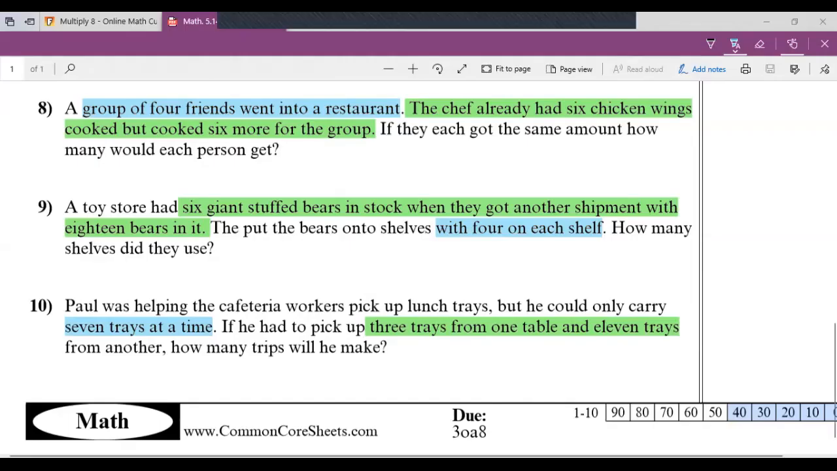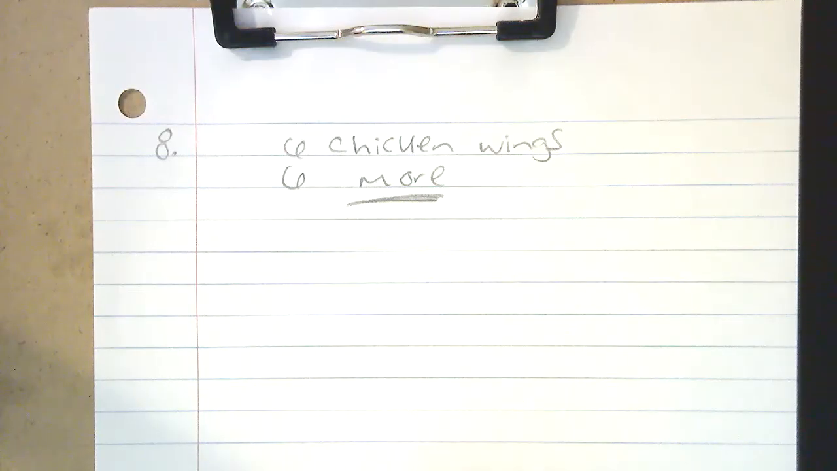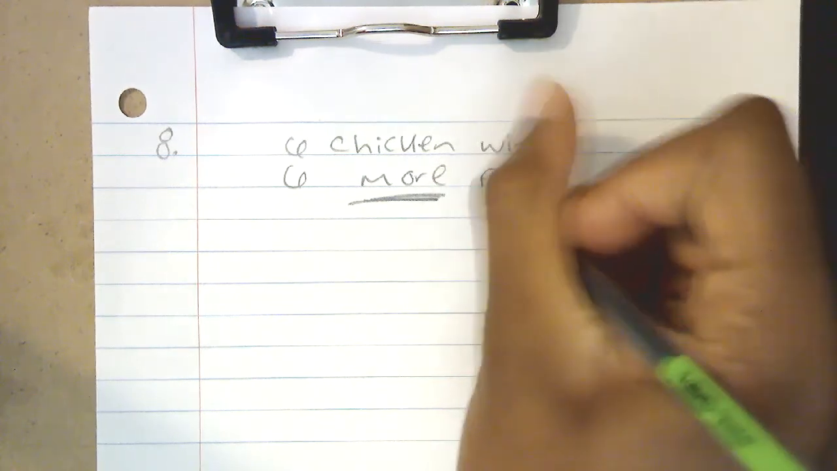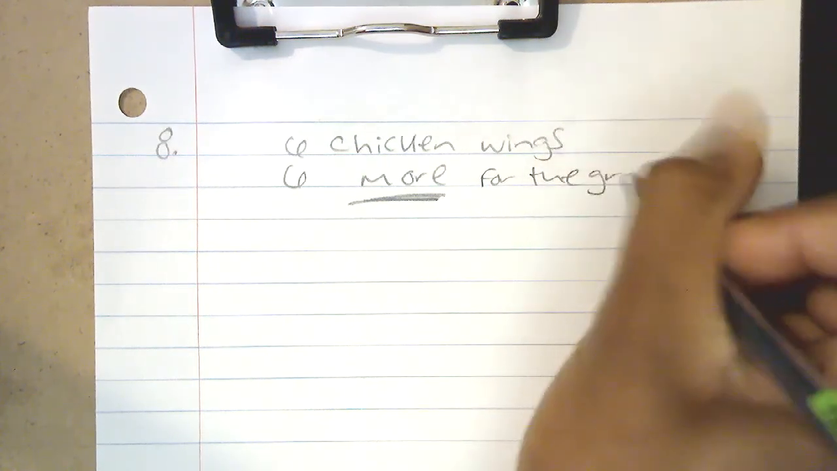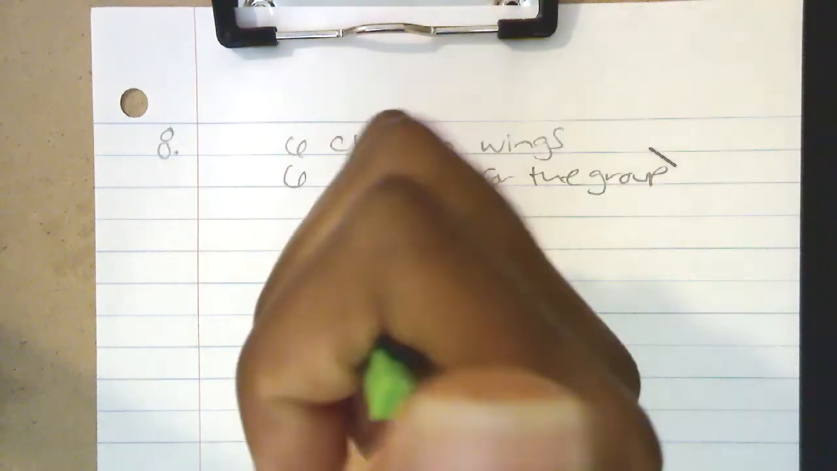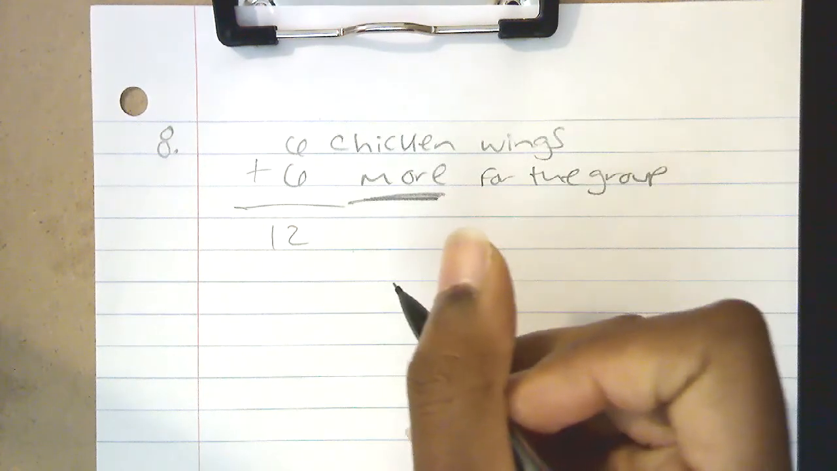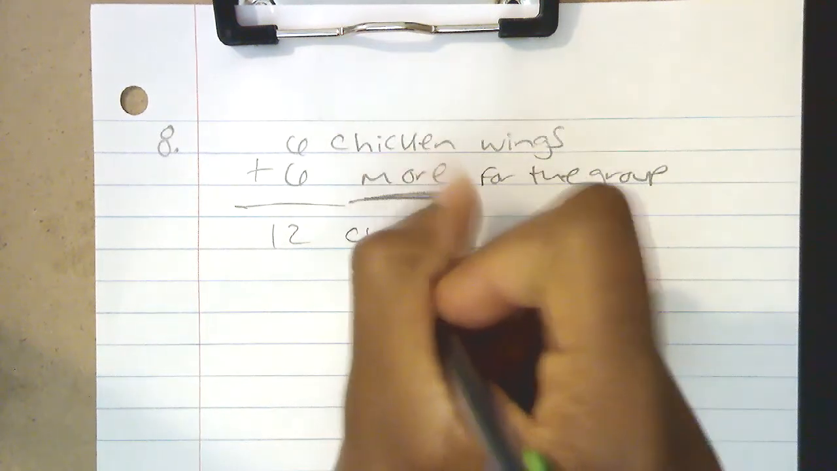Number 8 says a group of 4 friends went into a restaurant. The chef already had 6 chicken wings cooked, but 6 more for the group. If they each got the same amount, how much would each person get? All right, so in this problem, we have 6 chicken wings, and then we have 6 more for the group. All we're going to do is add 6 plus 6 because it told us 6 more. Okay, so 6 plus 6 equals 12. All right, now we have 12 total chicken wings.